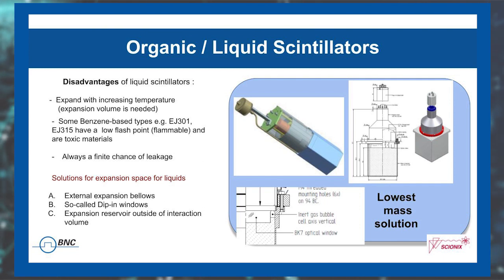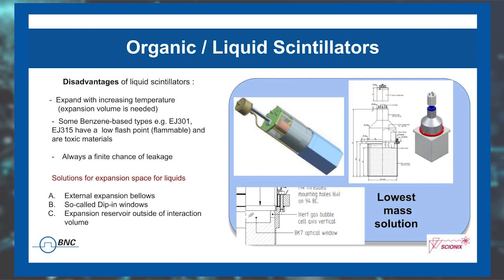Organic liquid scintillators have some disadvantages. One of the disadvantages is that they expand quite strongly as a function of temperature. And this means that we have to find a way for this material to go when the temperature changes from roughly, let's say, 0 degrees to 50 degrees, which can happen in environmental conditions.